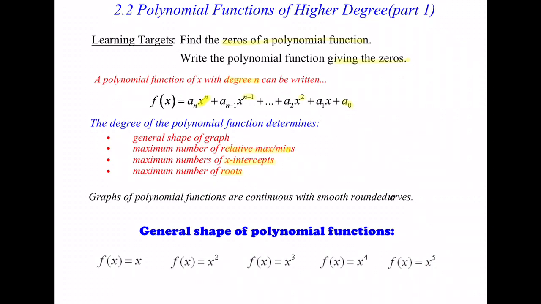The graphs of polynomial functions are continuous with smooth, rounded curves. So there's no breaks in the graphs of polynomial functions. What you can see I have here is x squared, x cubed, x to the fourth, and x to the fifth. What I'm going to do is just give you the general idea of what each of these could possibly look like.